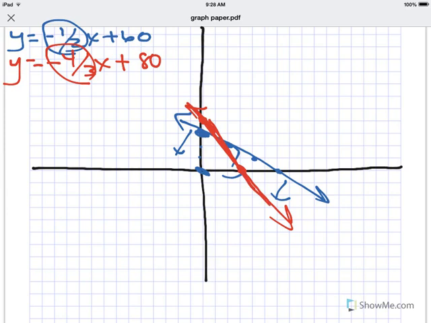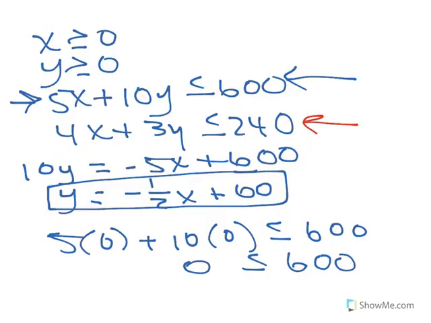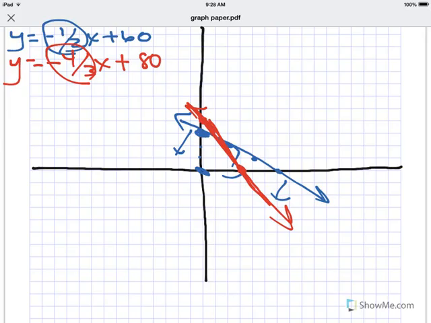Okay, now I need to pick a point on either side of that line, and I'm going to use 0, 0 again. I'm going to plug it back into my original equation. 4 times 0 plus 3 times 0 is 0, and 0 is less than 240. So this one would also be below the line because that works. So my shading, because of the constraints of x is greater than or equal to 0 and y is greater than or equal to 0, is right inside this box. And what I've got to figure out now are all the vertices.